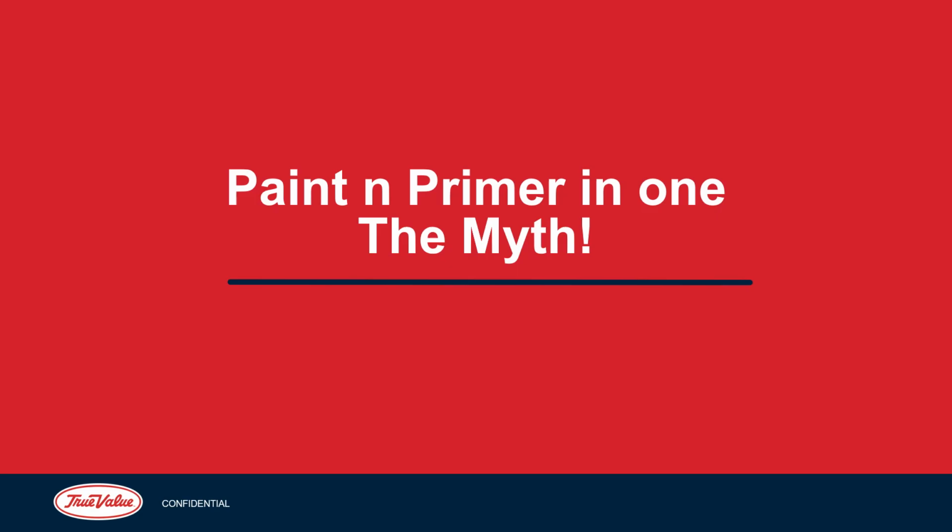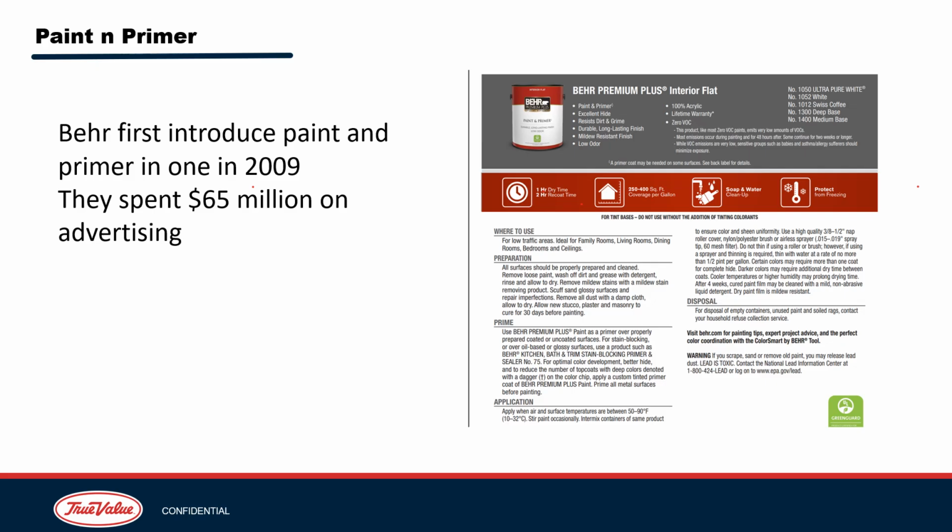Now, one term that has become a household thing is paint and primer in one. Let's see how it all started and what it really means. In 2009, Behr first introduced the world to paint and primer in one. They spent $65 million on advertising and making paint and primer in one a household name. Soon, everyone had to have paint and primer on their label. So let's take a look at Behr's technical data sheet.